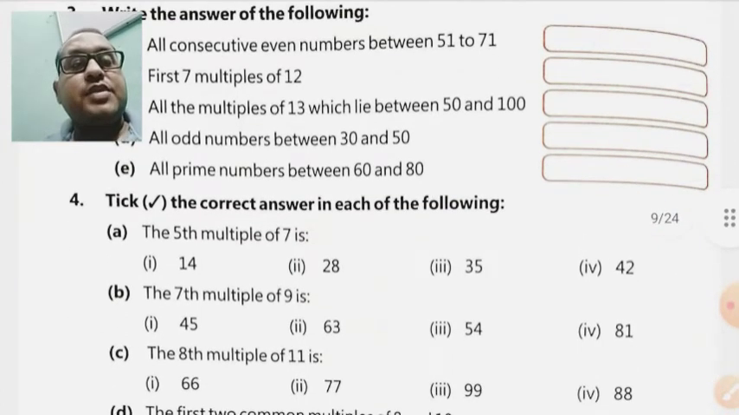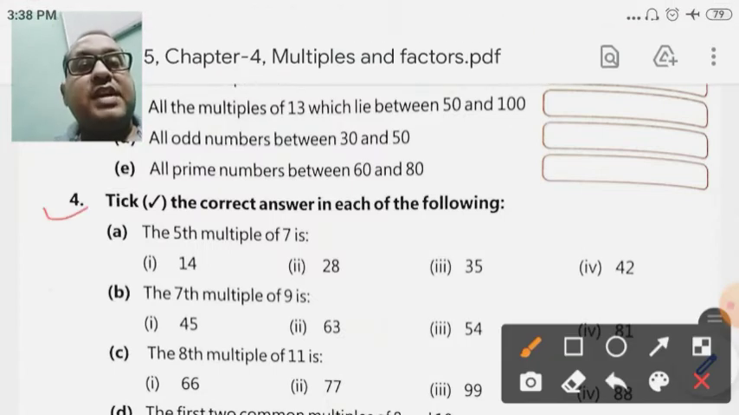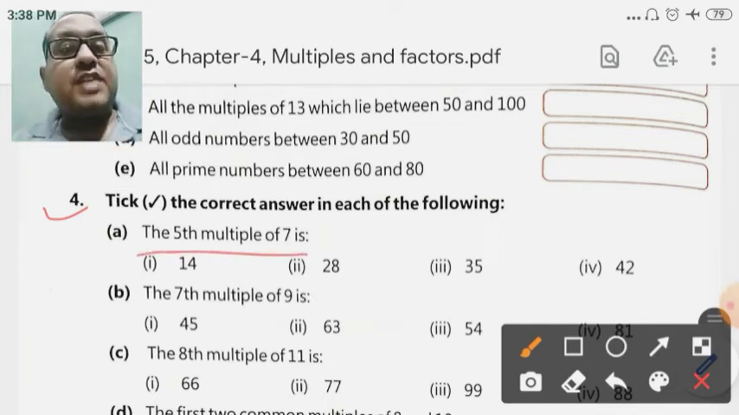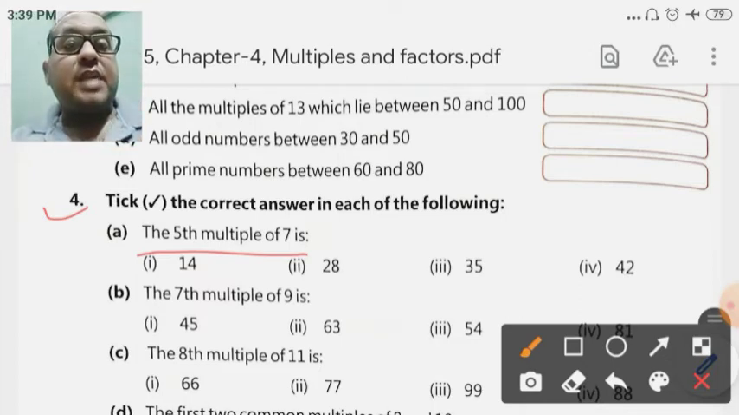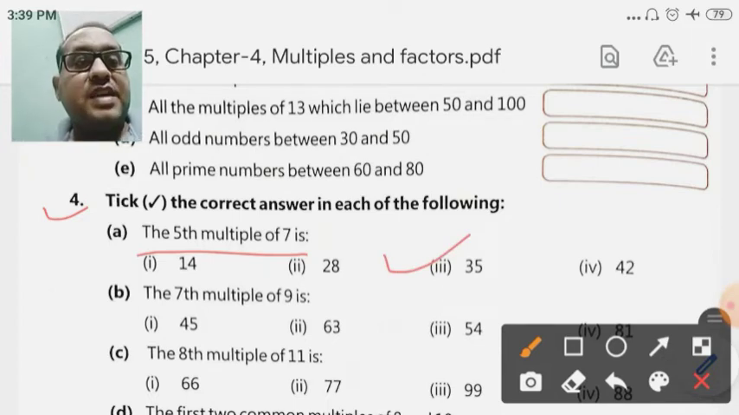Next is question number 4. Question number 4 is: tick the correct answer in each of the following. These are multiple choice questions. You have to tick the correct one. So the fifth multiple of 7. As we have learned, the fifth multiple of 7 means 7 multiplied by the natural number 5. So 7 into 5, which is equal to 35.